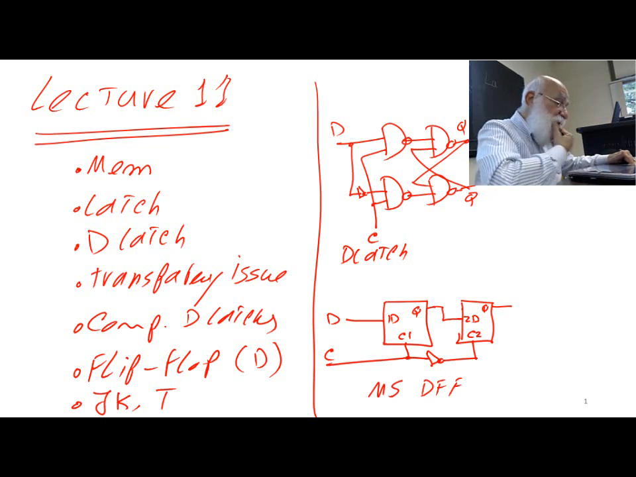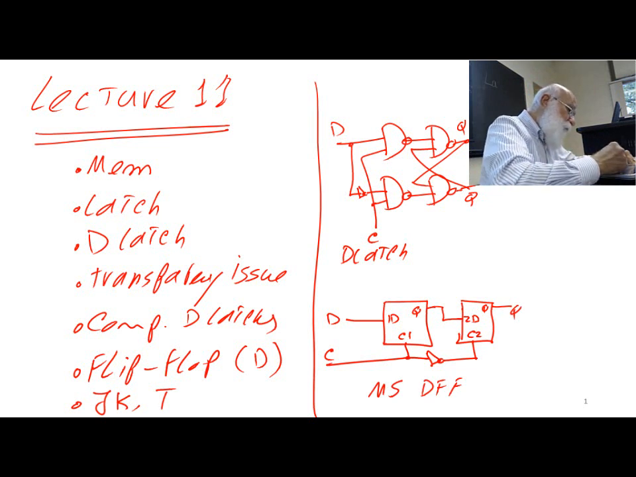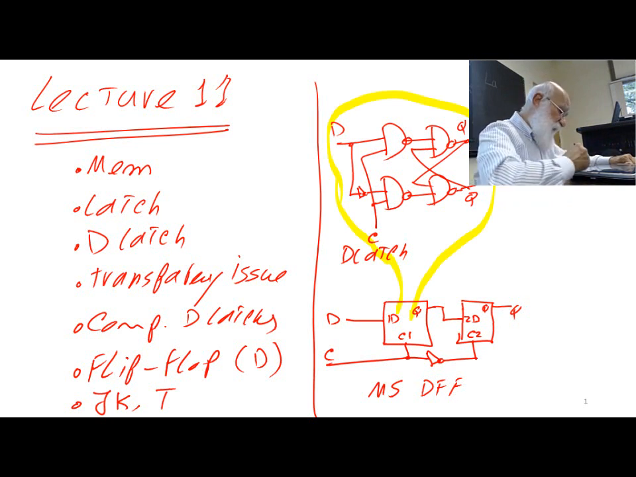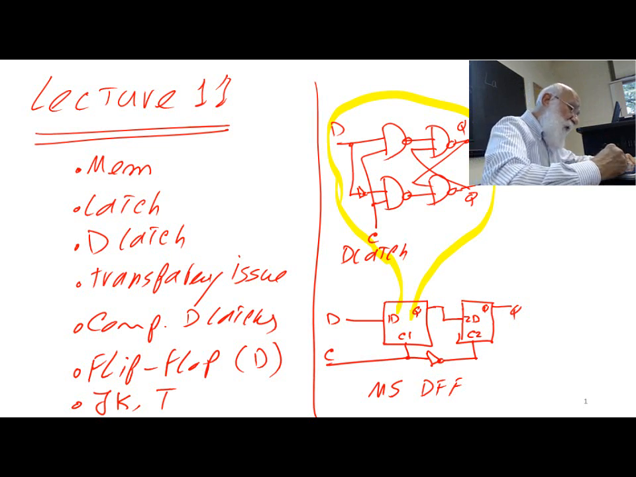And this doesn't have the transparency problem. Inside each one of these is one of these. Okay, something like this. All right, so that's where we are now. And then we did something here also. We said this master slave D flip-flop, the symbol for it can be like this.